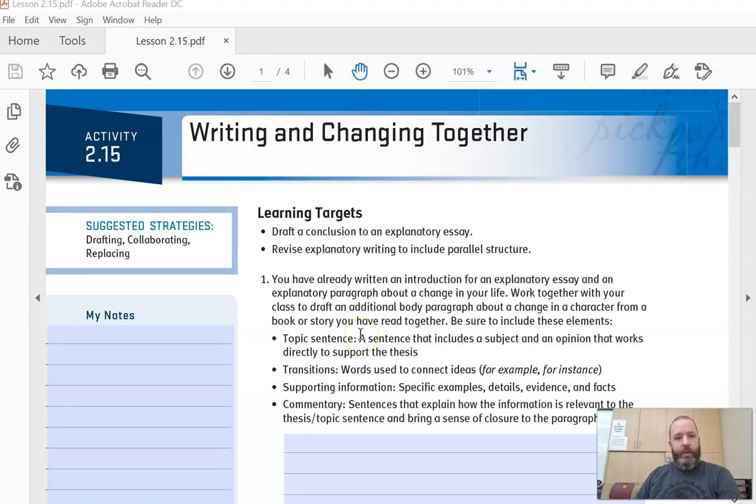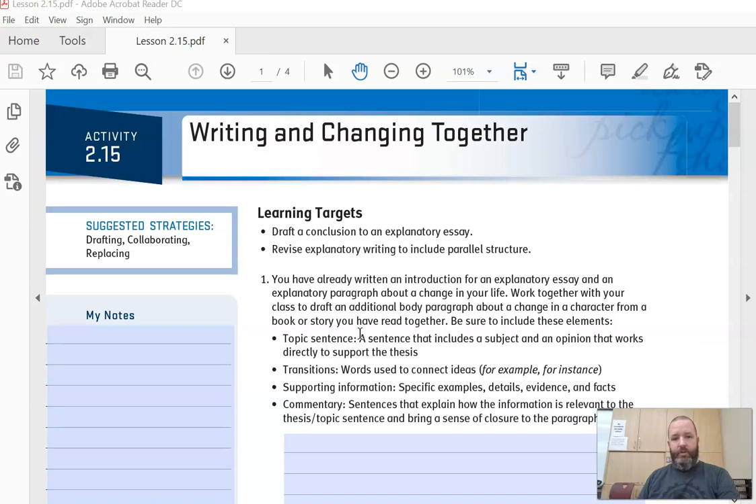Right. Today's activity 2.15. If you remember in 2.14, we began a practice expository essay where we wrote the intro and our first body paragraph. In this lesson, we are going to finish the second two body paragraphs because it's going to be a 5-paragraph essay, and then we're going to work on what a conclusion looks like as well, which sometimes is a tricky part for kids to write well.